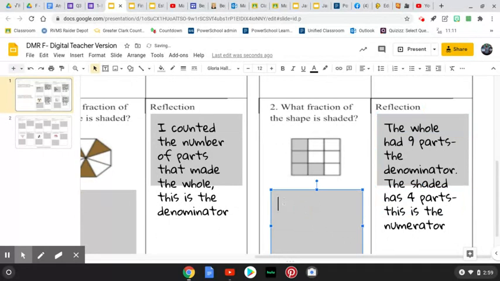So to write that answer, you put the part, which is 1, 2, 3, 4, over the whole, which is 9. And that solves that.